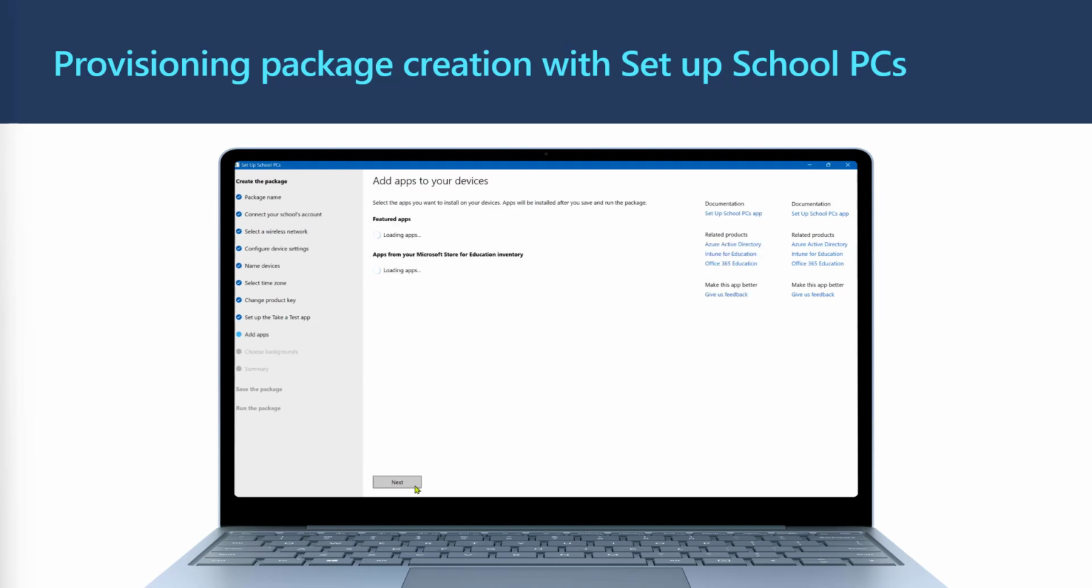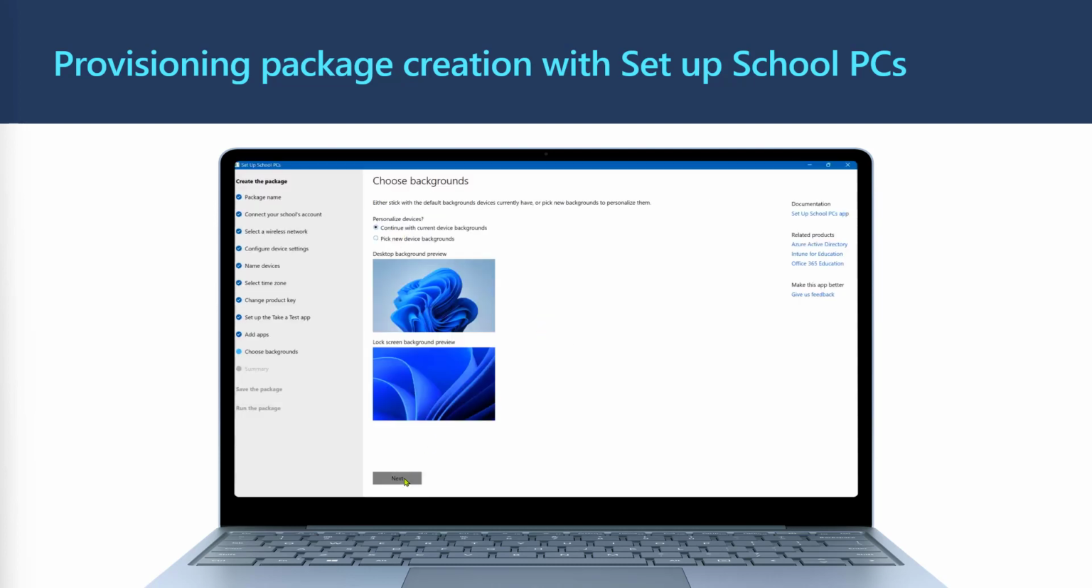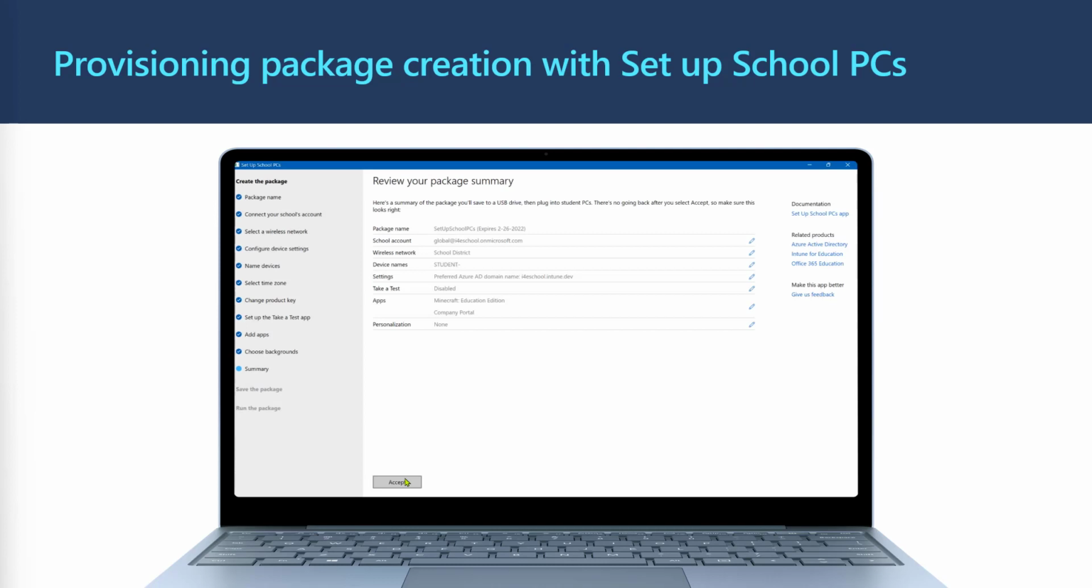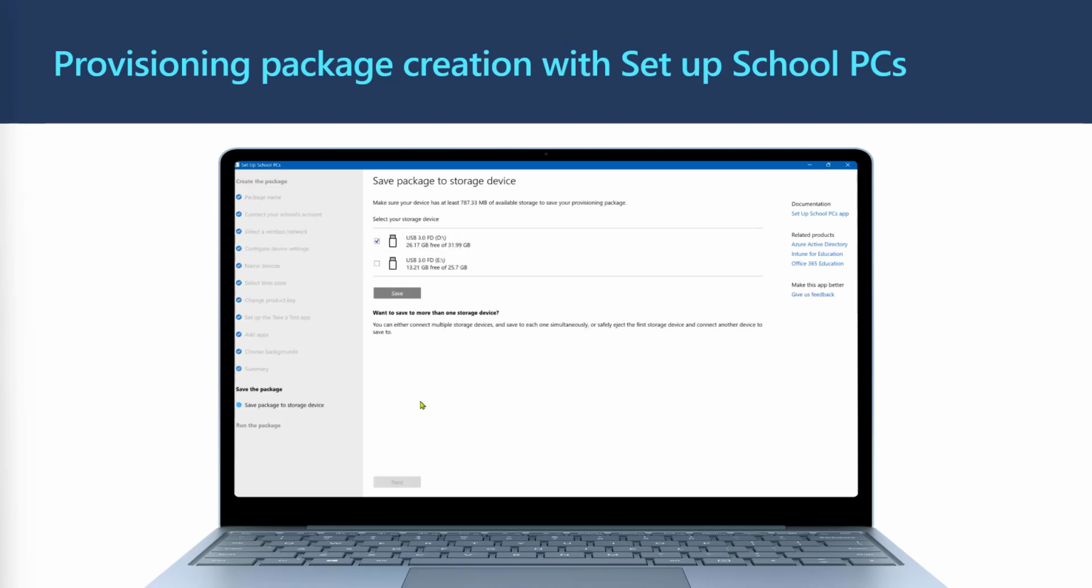For simplicity, we add also a couple of applications, for example, Minecraft and Company Portal. Pre-caching of applications will allow users to start using these applications without waiting for Intune to deliver them. We can customize the wallpaper and lock screen. And once we're ready, we select Accept. We then save the provisioning package to a USB stick.